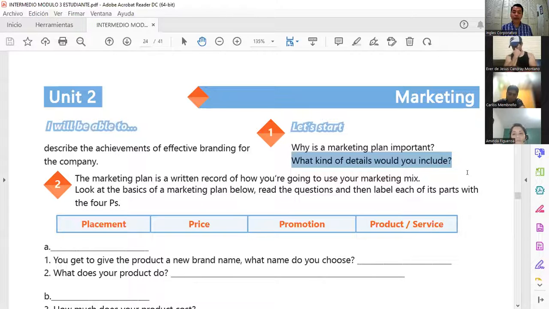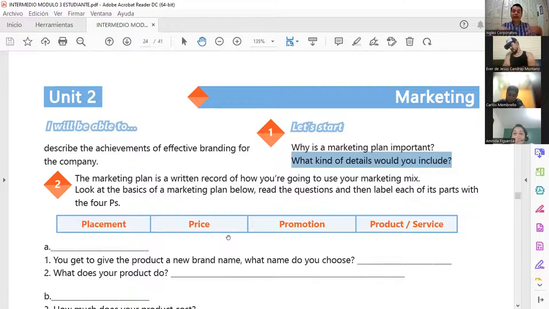Can you hear me, teacher? Yes, who is it? Okay, Roberto. I read your message, ya leí su mensaje. I think an important detail is the cost of the activities of this plan. I totally agree with you, Roberto. In this case, I imagine, Roberto, you're talking about price, right? Or the cost of the product, right? The cost of the activities of the plan.